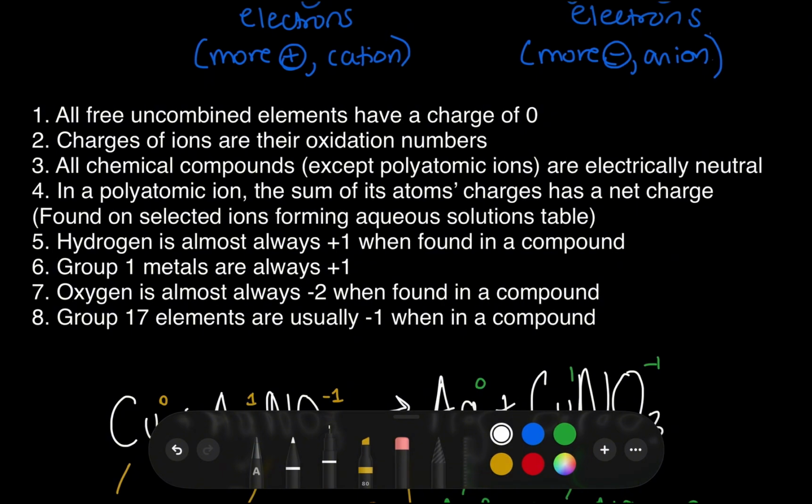Rule number 5: hydrogen is almost always positive 1 when found in a compound. That's typically because it's found in group 1, and it has an oxidation number of 1. Similarly, rule 6 says that group 1 metals are always plus 1. And then rule number 7: oxygen is almost always negative 2 when found in a compound.